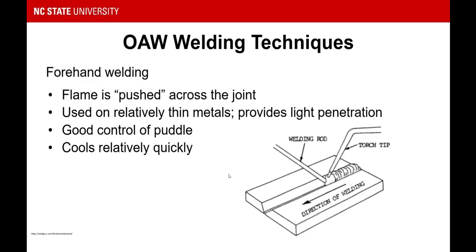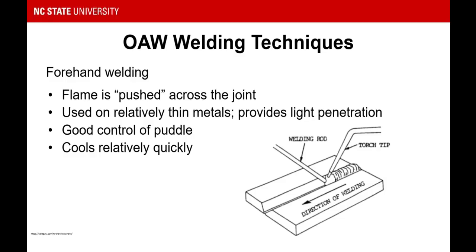When you're welding, you also can choose whether you push or pull the puddle. When you melt the material, the first thing you want to do is melt it and it will form a molten puddle. You can either push that puddle down the joint or you can pull that puddle down the joint. So we'll talk about pushing first. Forehand welding is oftentimes called pushing the puddle, and the flame is pushed across the joint.